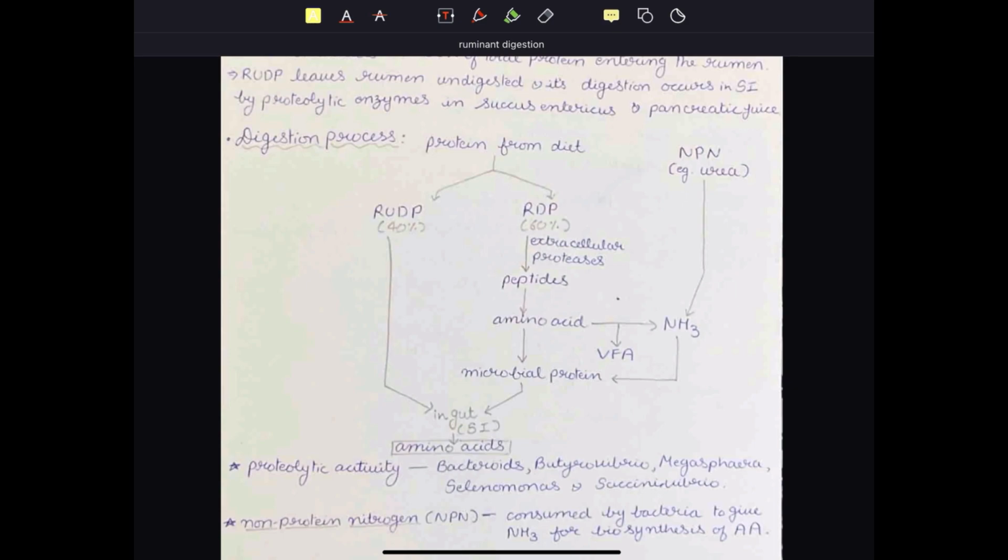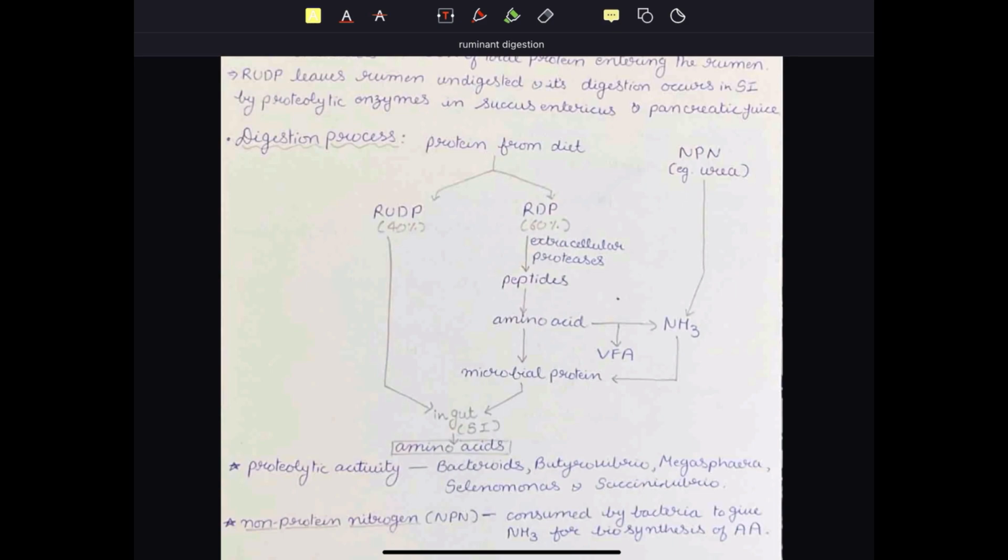Okay, and the microbial protein will then enter into the small intestine, where, just like the rumen undigestible protein, it will get digested by the proteolytic enzymes. And then it will be converted into amino acids and absorbed through the small intestine. One important thing that is present in the rumen and is absent in monogastric animals is the protein regeneration cycle, or the urea regeneration cycle.